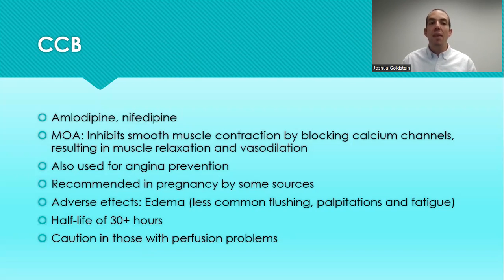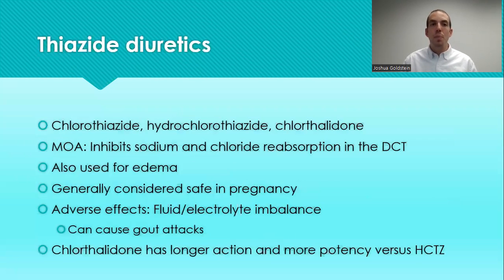Amlodipine does have a really long half-life. It's over 30 hours. I think 30 to 50 is the range that most texts quote. So that's a long thing, and that's good. That allows us to dose it just once a day. And there is a special note that we should be careful in patients that have perfusion problems, such as heart failure, things like that, when we're giving them amlodipine, and we'll get more into that when we talk about heart failure. The last of our four first-line agents are thiazide diuretics, and a thiazide diuretic would be chlorothiazide or hydrochlorothiazide.